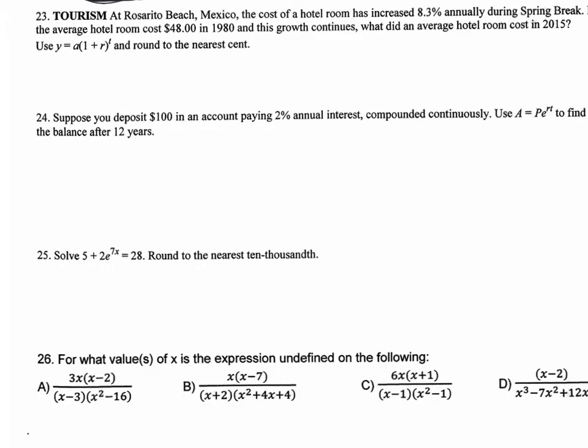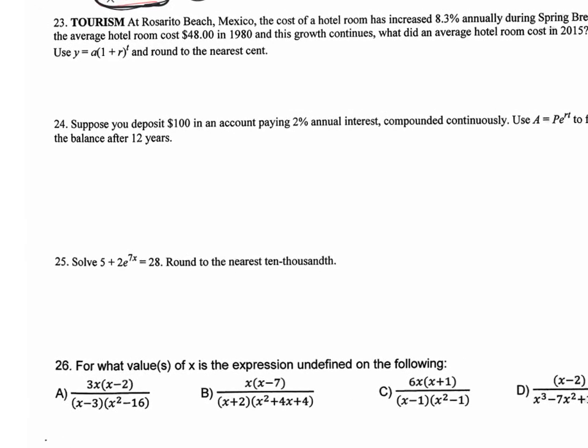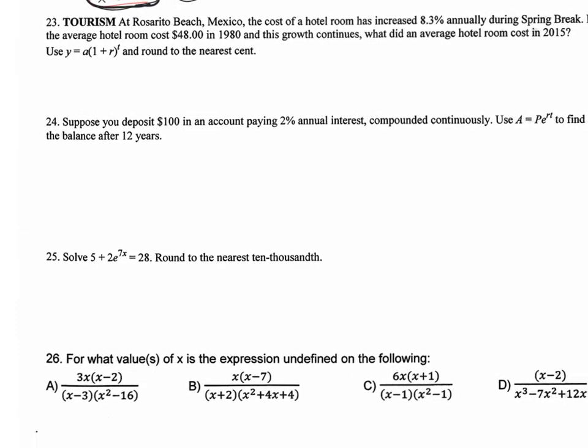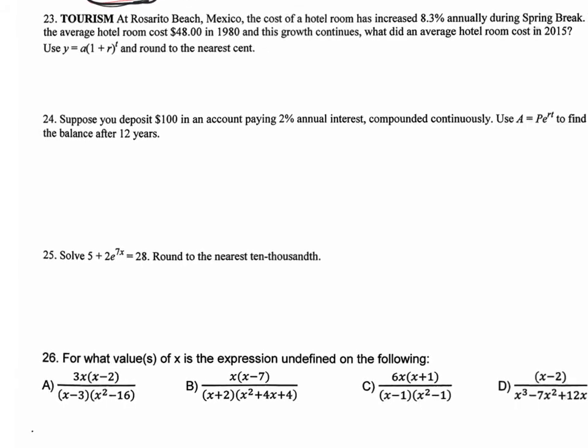Number 23, word problem. All right, tourism. At Rosarito Beach, Mexico, the cost of a hotel room has increased 8.3% annually during spring break. If the average hotel room cost $48 in 1980 and this growth continues, what did an average hotel room cost in 2015? And they want you to use that formula, y equals a times (1 plus r) to the t.